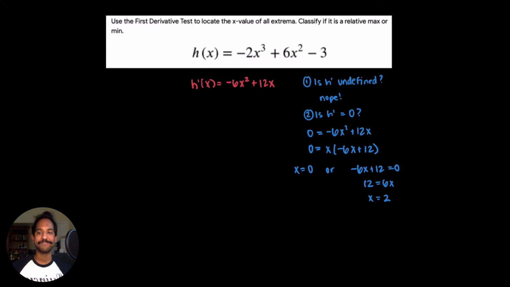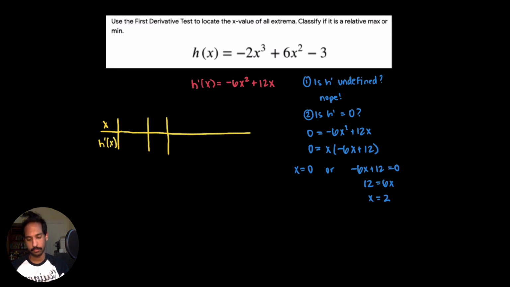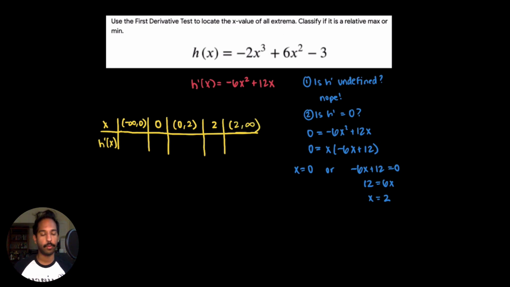What are we going to do now? We're going to make our chart. That's right. And so, let's make our chart. Remember, it's x and h prime of x. Alright. In these skinny boxes, what I'm going to put are the two values we found, 0 and 2. Over here, negative infinity to 0. Over here, the domain is 0 to 2. And over here, the domain is 2 to infinity. And we want to figure out what's happening in each of those locations to our derivative.